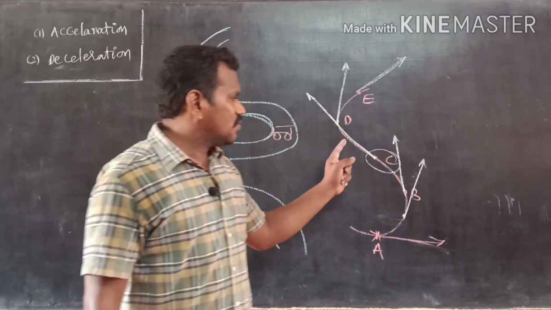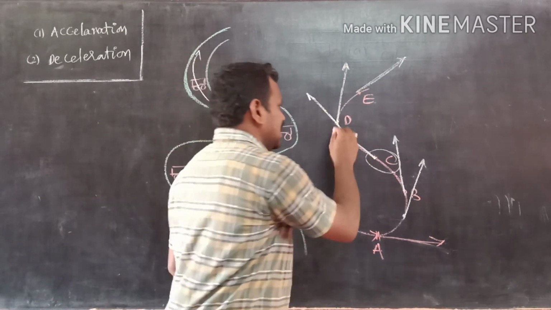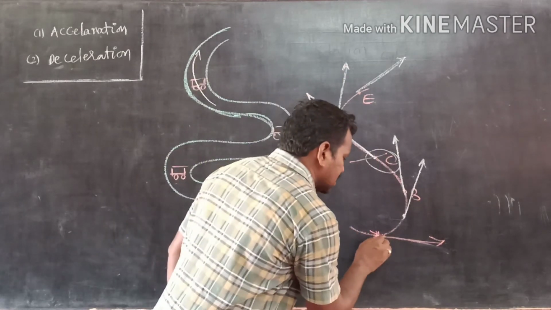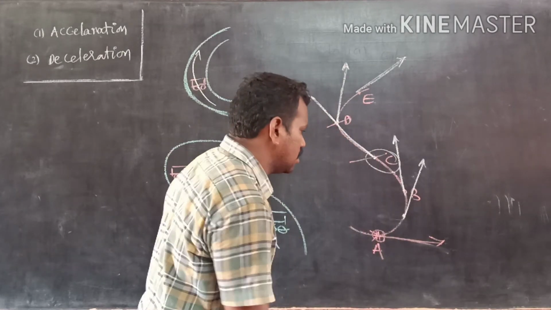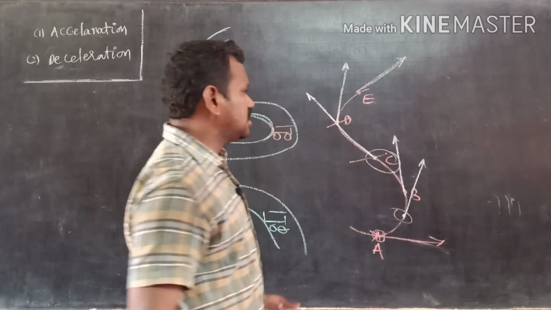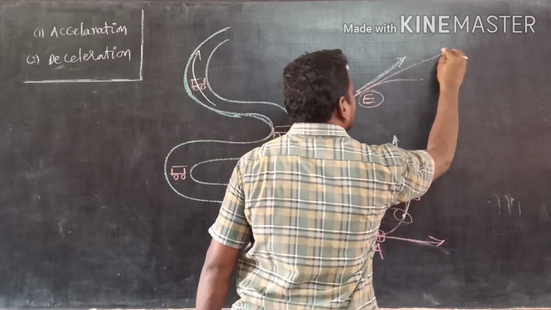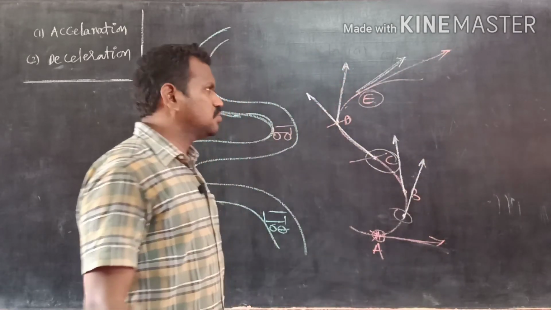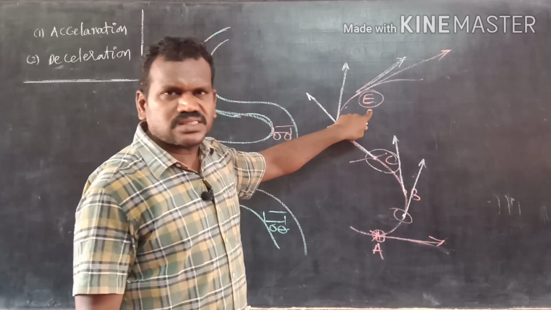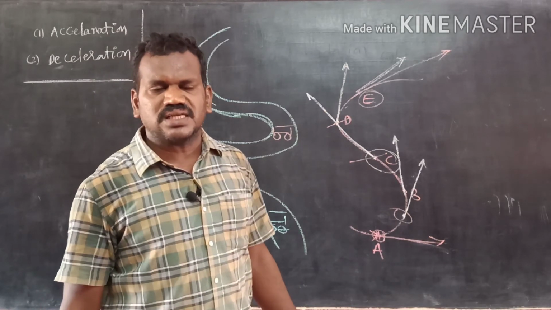This means whenever a body is on a curved path, we look at the greatest length. If you observe here, the length of the tangent is small. Here also the length of the tangent is small. Here the length of the tangent is more. If the body is at E, here also the length of the tangent is more. Means at point C and at point E, the driver is applying more acceleration.